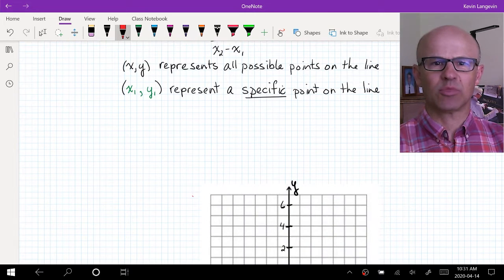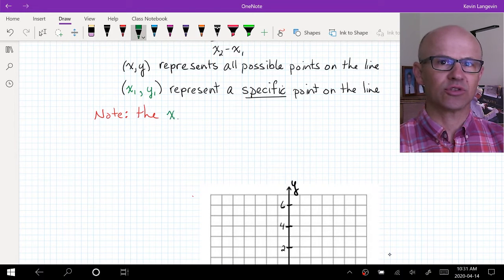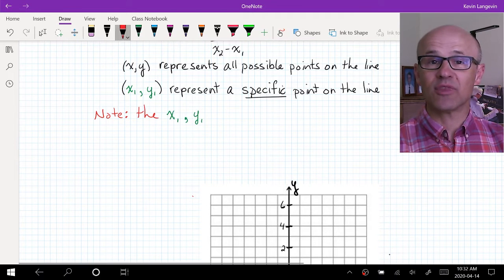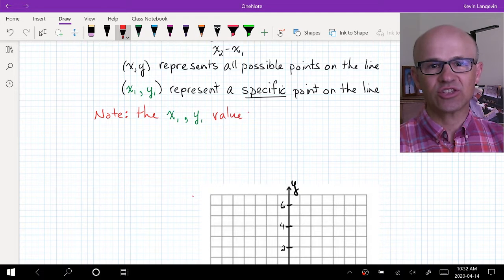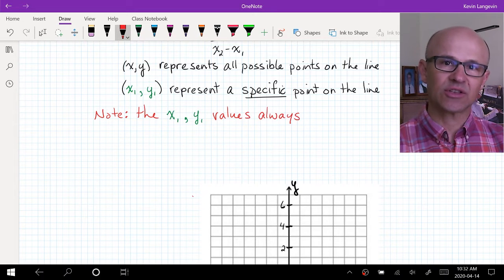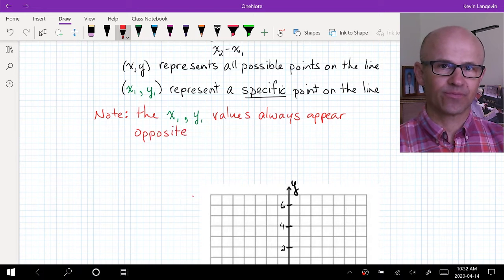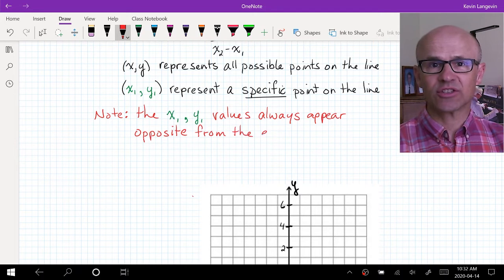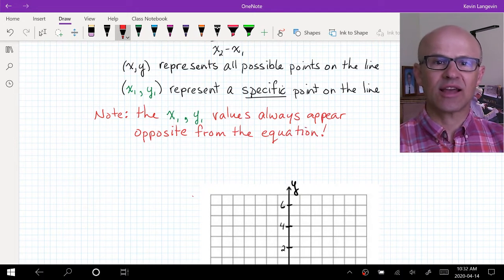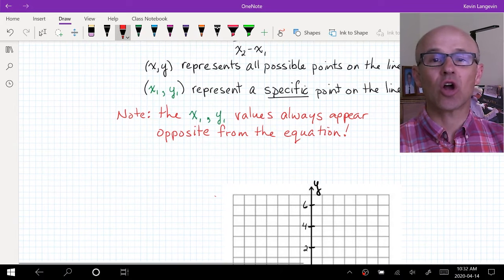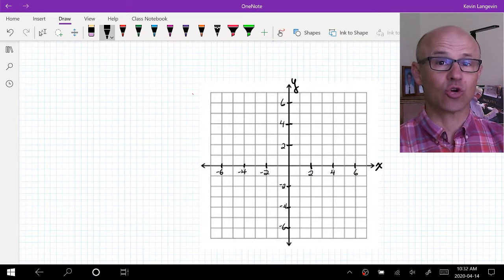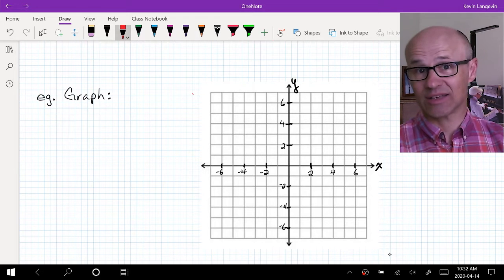We'll take a look at a couple of examples and make sure that we understand both how to draw from this version, how to change this version into something else, and how to write an equation in this version. So significant to start with is the fact that x1 and y1 always appear opposite from what we see in the equation. Plus becomes minus, minus becomes plus.